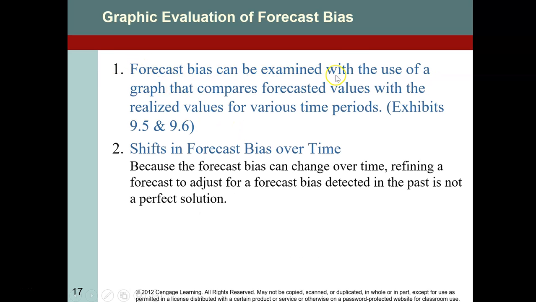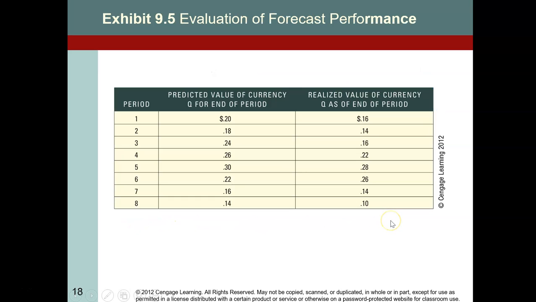Forecast bias can be examined with the use of a graph that compares forecasted values with the realized values of various time periods. Shifts in forecast bias over time. Because the forecast bias can change over time, refining a forecast to adjust for forecast bias detected in the past is not a perfect solution.